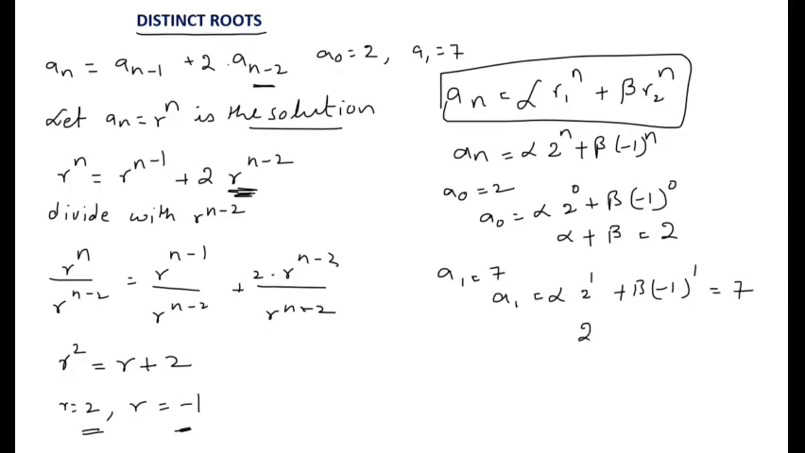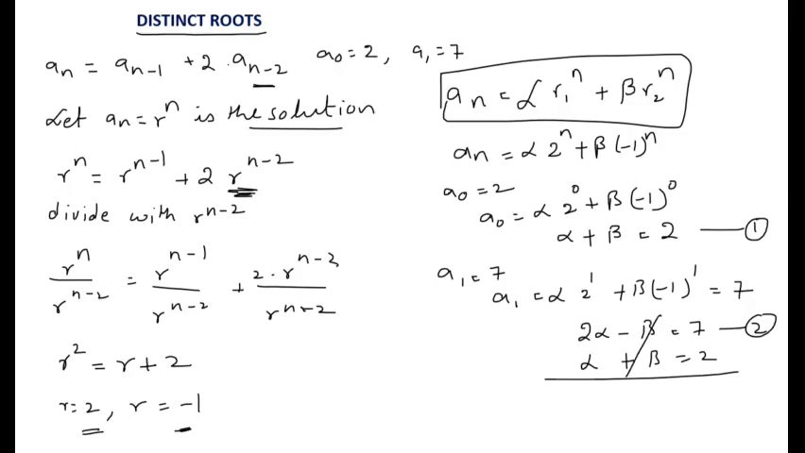So that we will get 2 alpha minus beta is equal to 7. So we have got two equations, equation number 1 and equation number 2. Alpha plus beta is equal to 2. Using these two things we can find the alpha beta values.